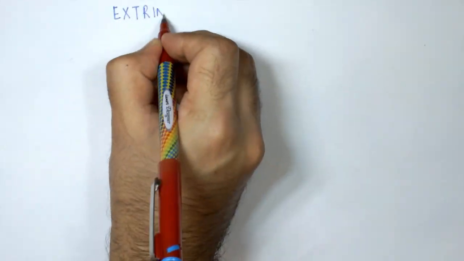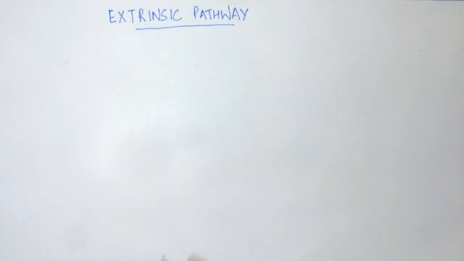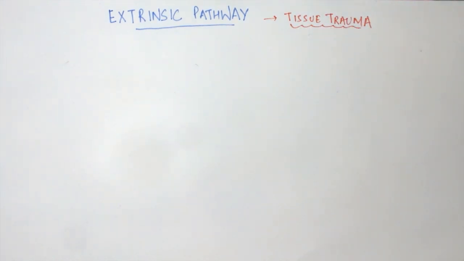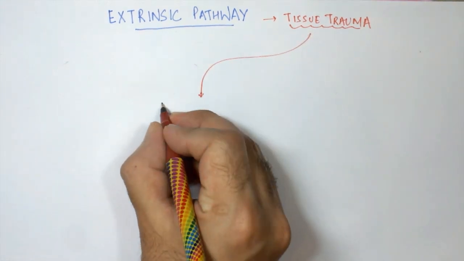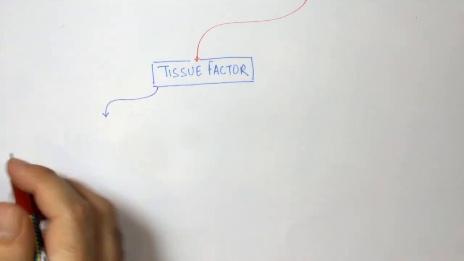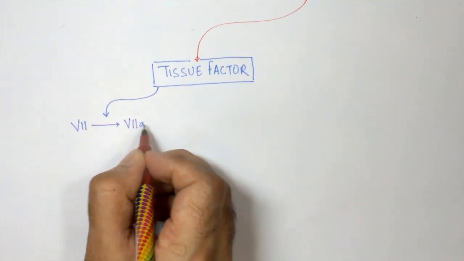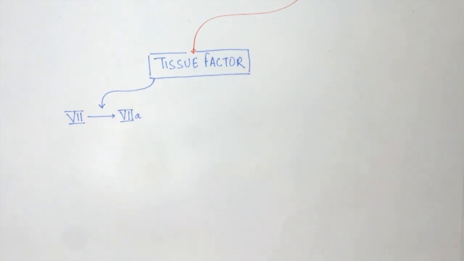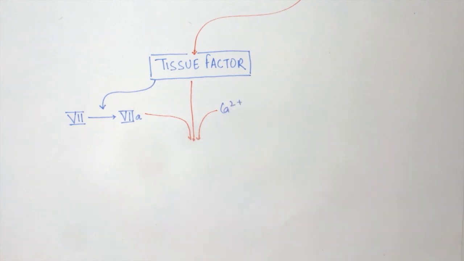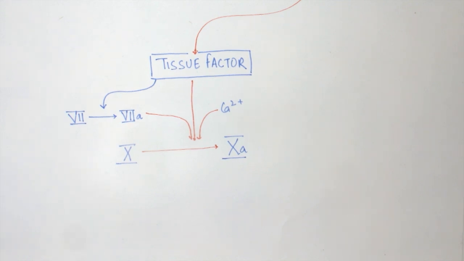Let's first talk about the extrinsic pathway. So the extrinsic pathway begins with any factor which causes tissue trauma. Now this trauma can be a trauma to the vascular wall itself, or it can also be a trauma to the extravascular tissue. And this causes the release of the tissue factor, also known as tissue thromboplastin. Now this tissue factor causes the conversion of factor number 7 to activated factor number 7. And then the tissue factor combines with the activated factor 7 in the presence of calcium ions and causes the conversion of factor number 10 to activated factor number 10.